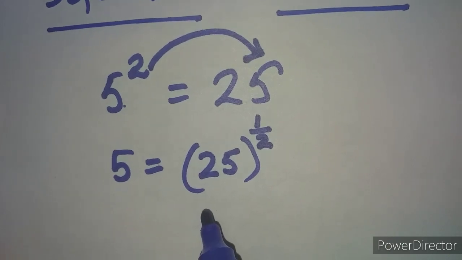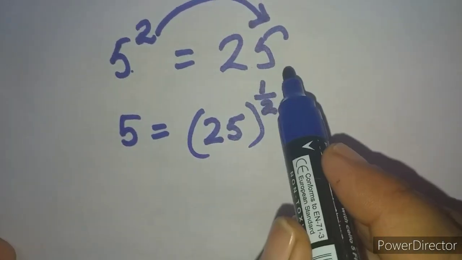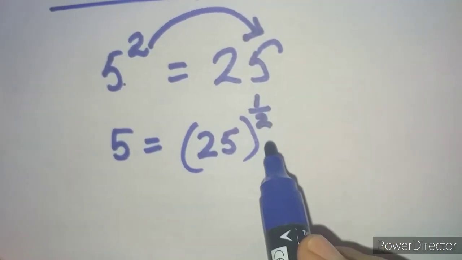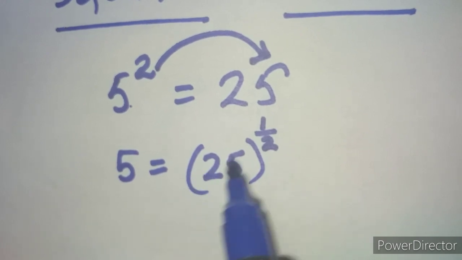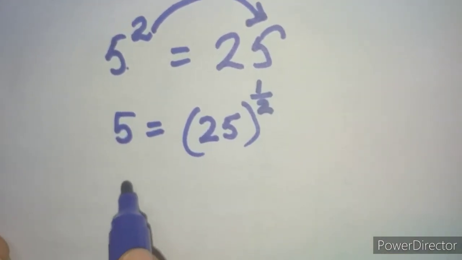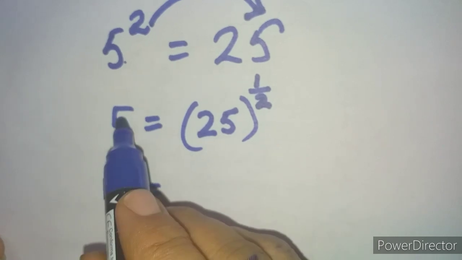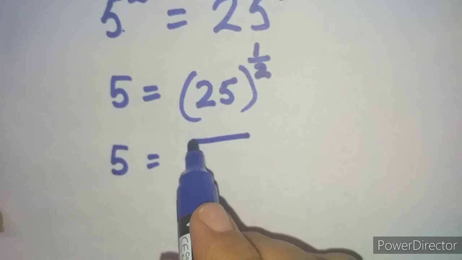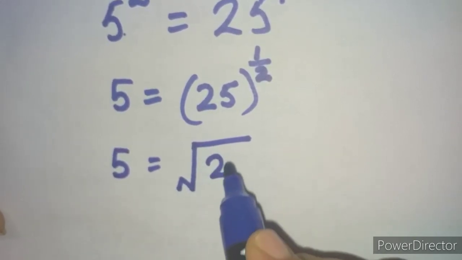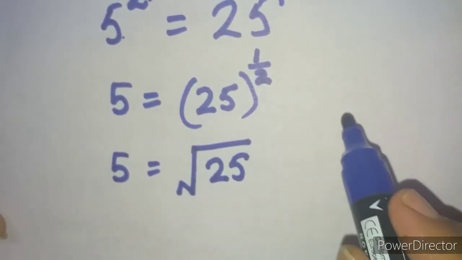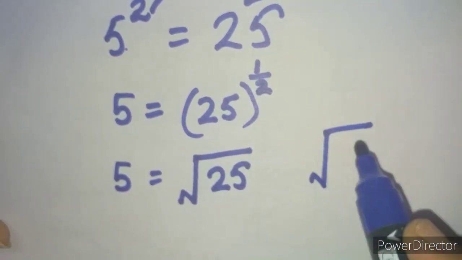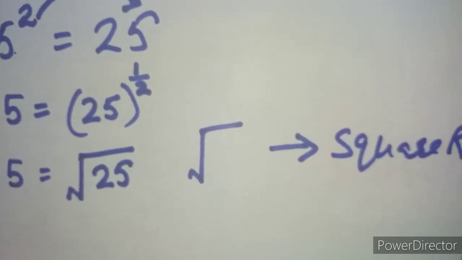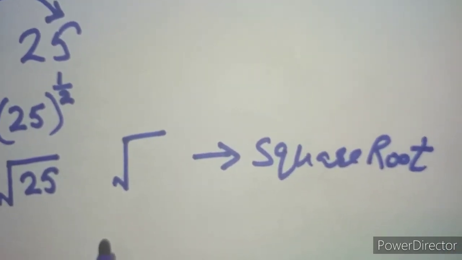See, very important step, right? 5 power 2 is 25. If the power shifts to the other side, power 2 goes and it becomes power 1 by 2. So this power 1 by 2, if I write symbolically, 5 remains as it is, 25 power 1 by 2, I can write symbolically as, very carefully see the symbol like this. This symbol is the symbol of a square root, right?